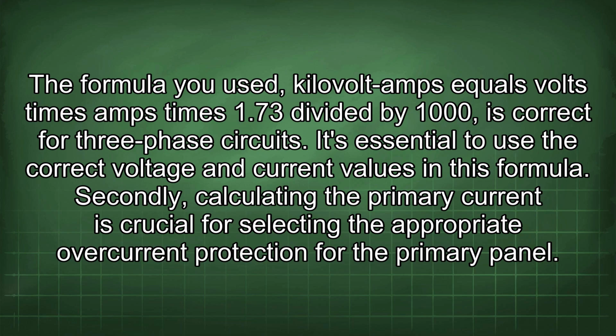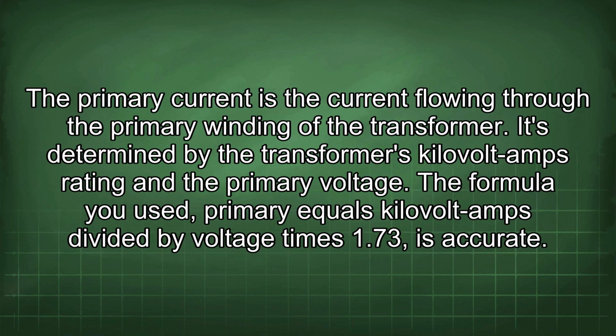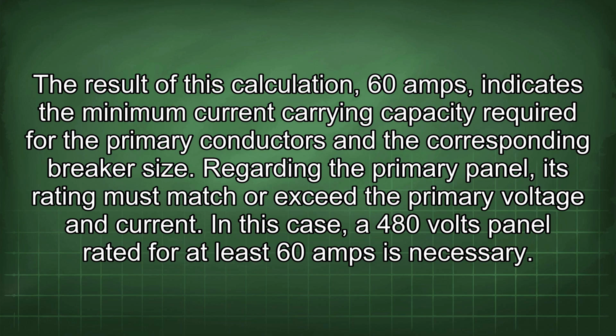Secondly, calculating the primary current is crucial for selecting the appropriate overcurrent protection for the primary panel. The primary current is the current flowing through the primary winding of the transformer. It's determined by the transformer's kilovolt amps rating and the primary voltage. The formula you used, primary equals kilovolt amps divided by voltage times 1.73, is accurate. The result of this calculation, 60 amps, indicates the minimum current carrying capacity required for the primary conductors and the corresponding breaker size. Regarding the primary panel, its rating must match or exceed the primary voltage and current.